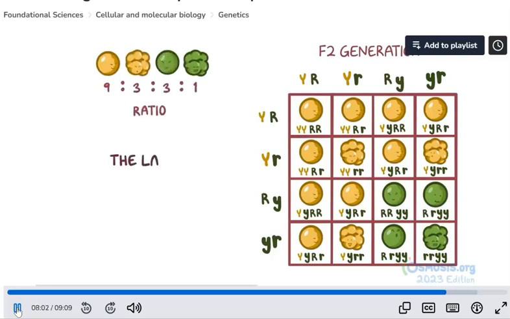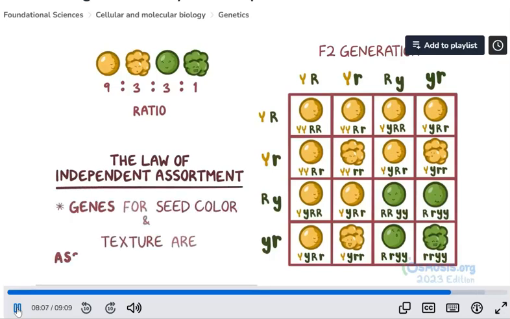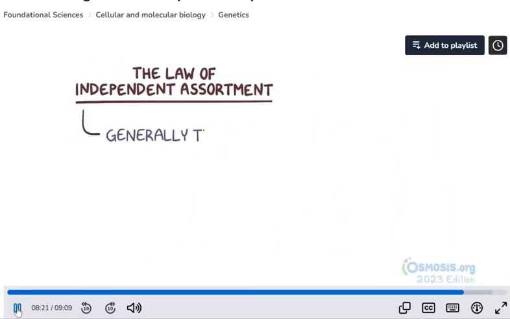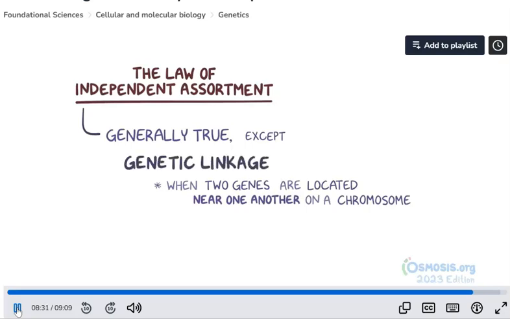And this helped establish the law of independent assortment, that the genes for seed color and seed texture were assorting independently of each other, and they weren't somehow influencing one another. In other words, having one trait did not make having another trait any more or less likely. This law is generally true, except in certain situations, like when two genes are located really close to each other on a chromosome. When that happens, it's called genetic linkage, and the two genes start to move together more often than not, and therefore don't assort independently.